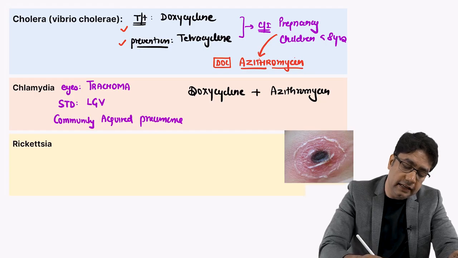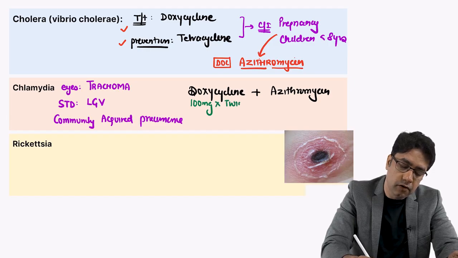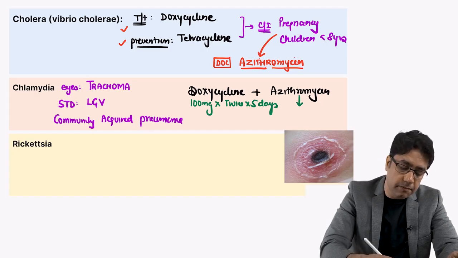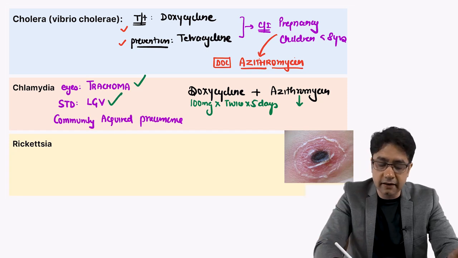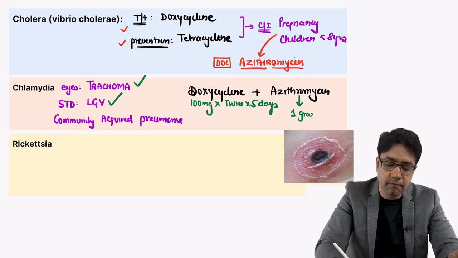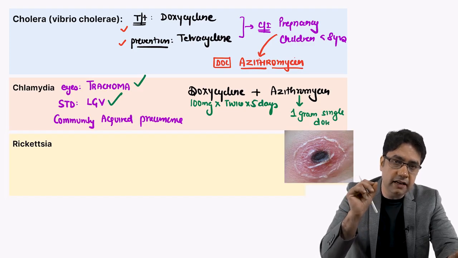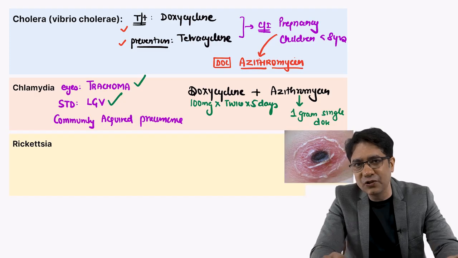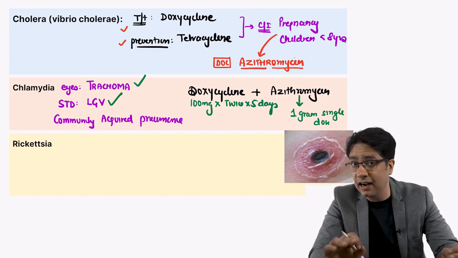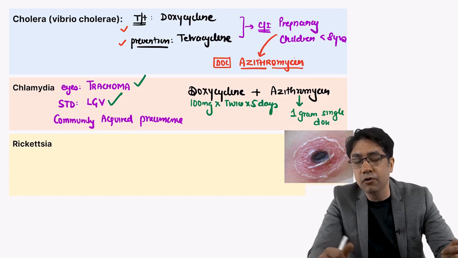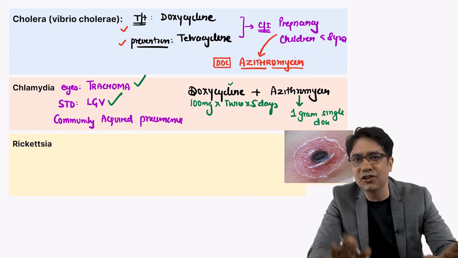Now remember, doxycycline is given 100 milligram twice a day for at least 5 days. What about azithromycin? Azithromycin for trachoma and LGV, I am telling, is 1 gram single dose. So which drug for trachoma and LGV is given as a single dose treatment? You will say azithromycin. And if I ask you a question, trachoma in pregnancy, community acquired pneumonia in pregnancy, would you give doxycycline or azithromycin only? We will only give azithromycin.